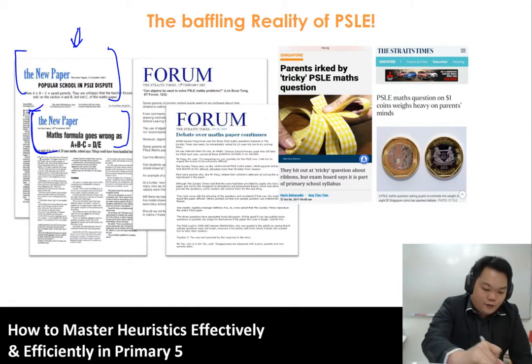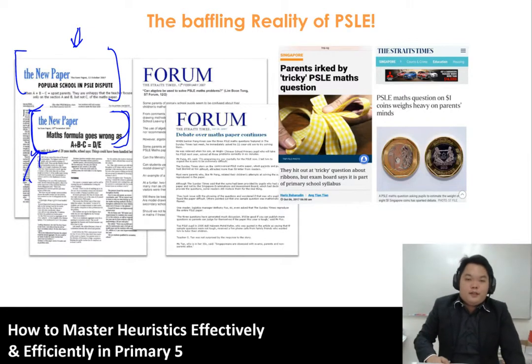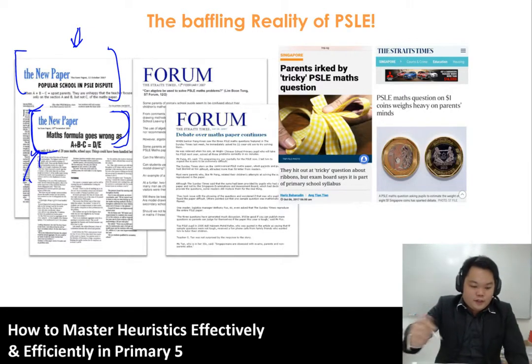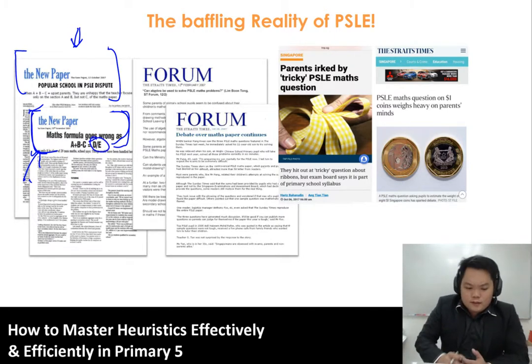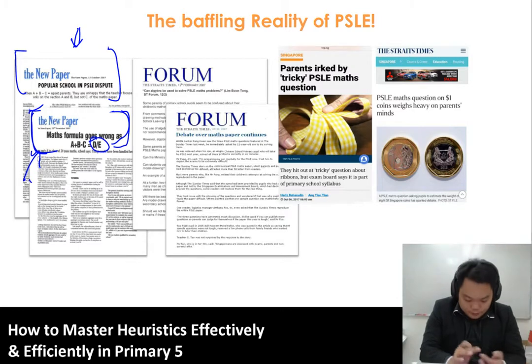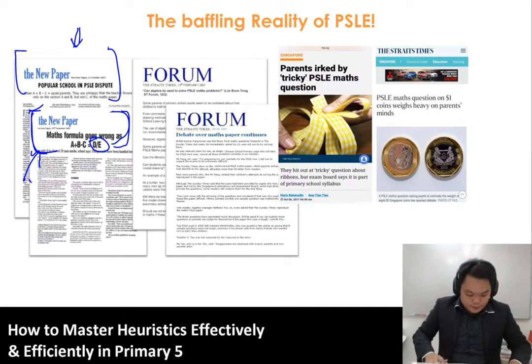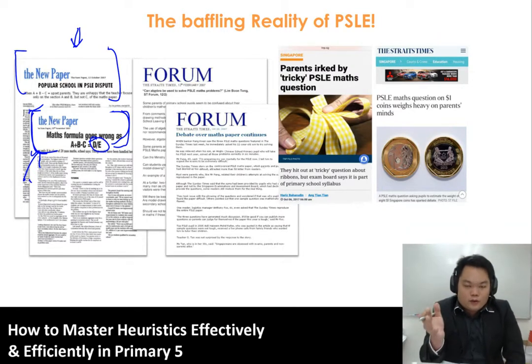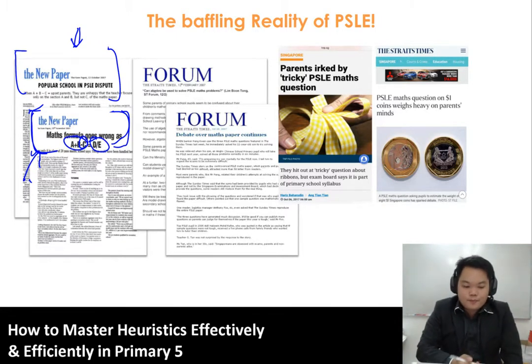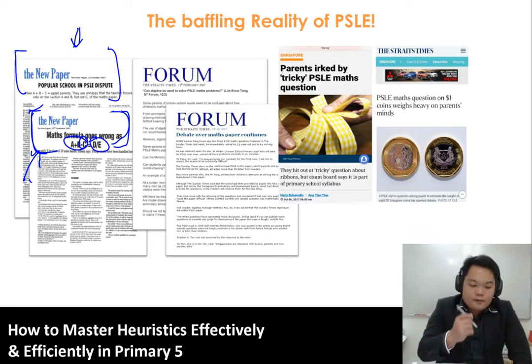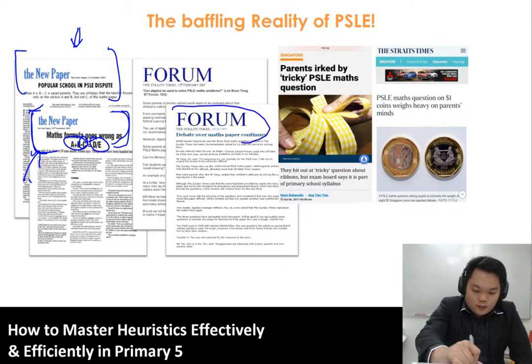After the PSLE results came out in November that year, a lot of students got D and E. So there are a lot of ways you can go about this, but you cannot neglect the problem solving component. At that time, it was weighted about 50%. Okay? Then the next one is this particular article here.